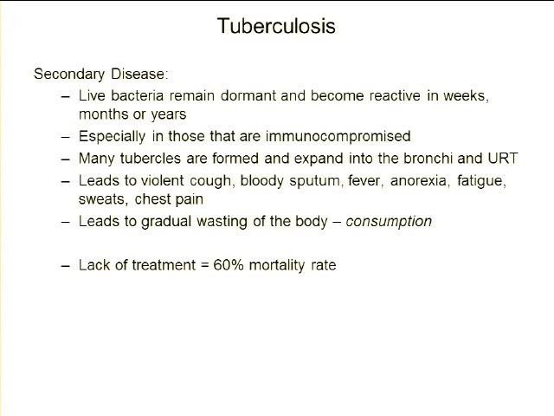Okay, so in secondary disease, many of these tuberculoses are formed and they expand into the upper respiratory tract. This can lead to a more violent cough, more bloody sputum, and some of the symptoms shown here, chest pain being one of them. All of these symptoms here, including the cough, because this is a violent cough now. This person is doing more than just hacking a few times a day. It's just a chronic, constant coughing.